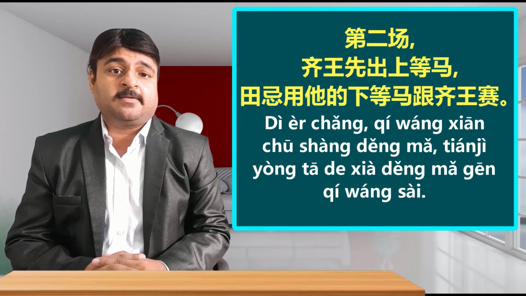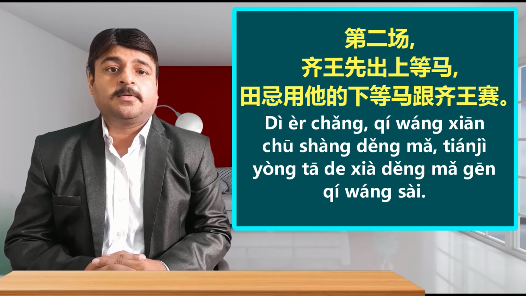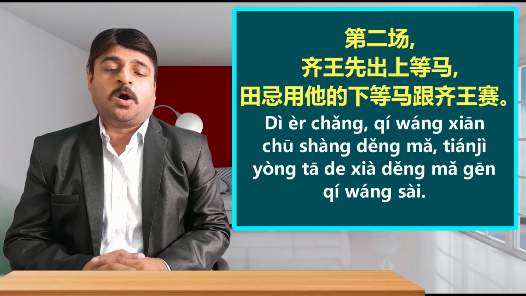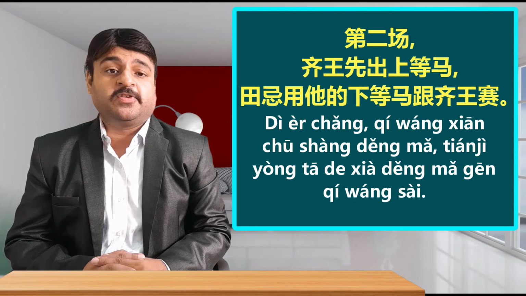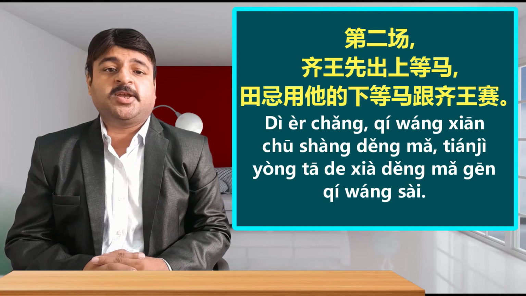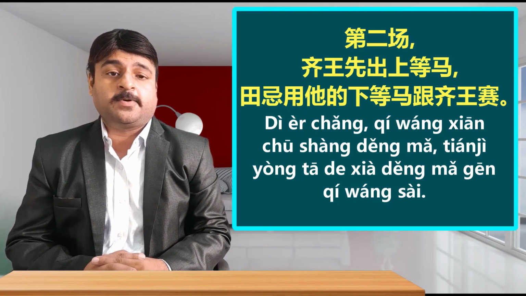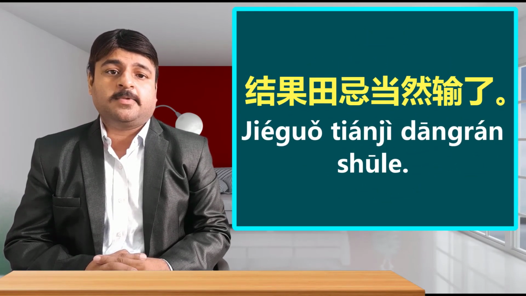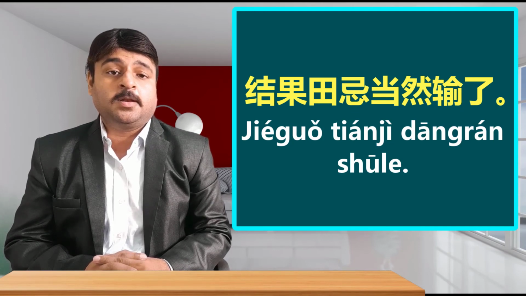In the second round, Emperor Qi first let off his superior grade horse, and Tianqi used his lowest grade horse. So he raced his lowest grade horse against the emperor's highest grade horse. As a result, Tianqi certainly lost.